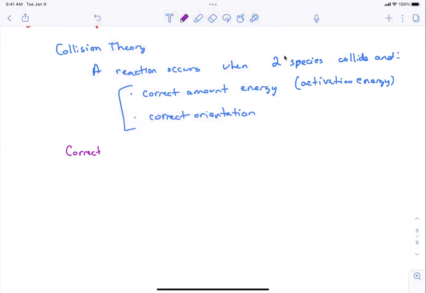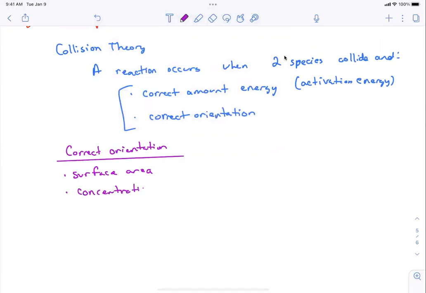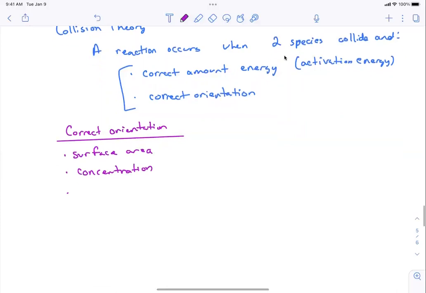Things that affect correct orientation. Surface area. The more surface area you have, the more successful collisions you have, because there are more opportunities for the correct orientation. 2, concentration. The more particles you have, the more collisions you have, therefore the more successful collisions you have. It's just a game of numbers at that point. Pressure for gases, right? The more pressure you have, the more you're forcing gas particles to collide, the more correct orientation is possible.